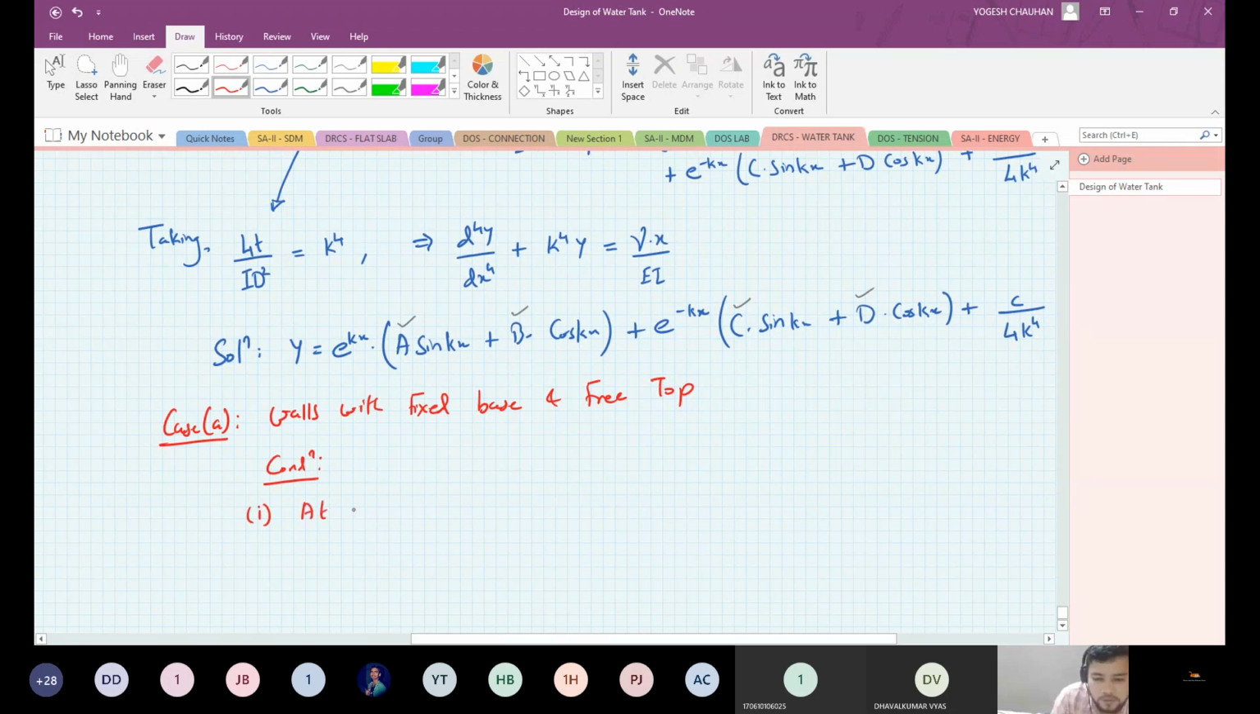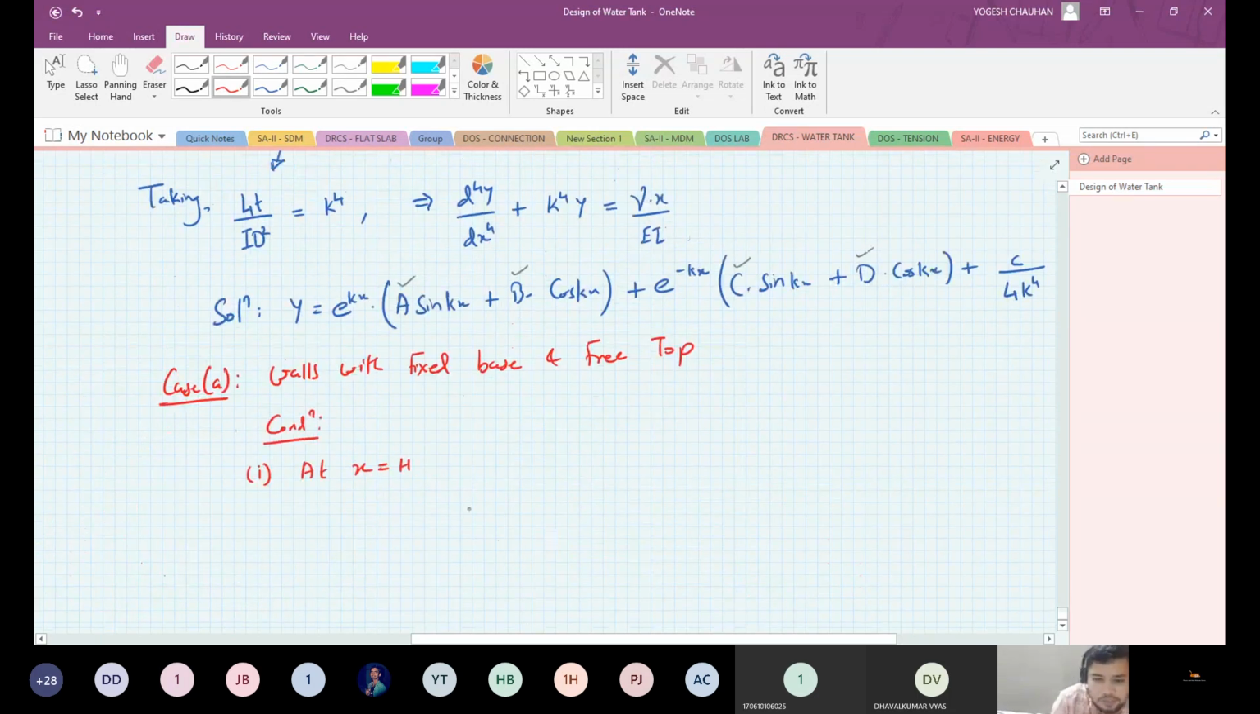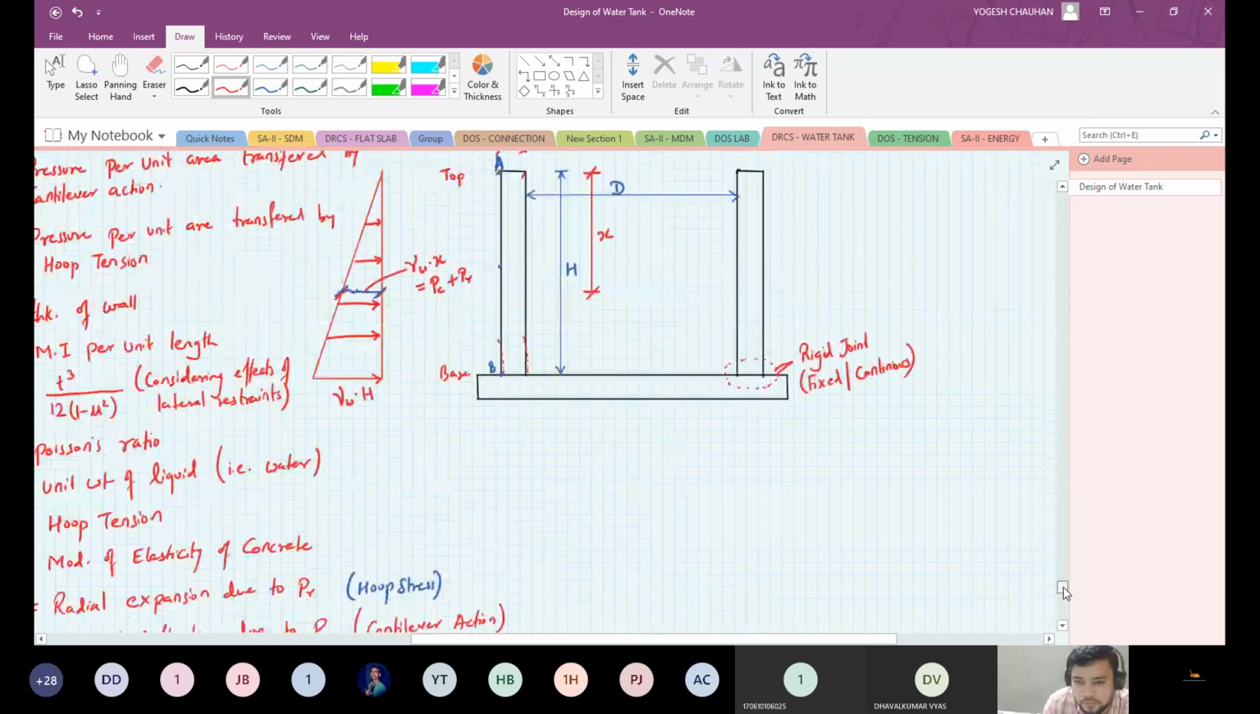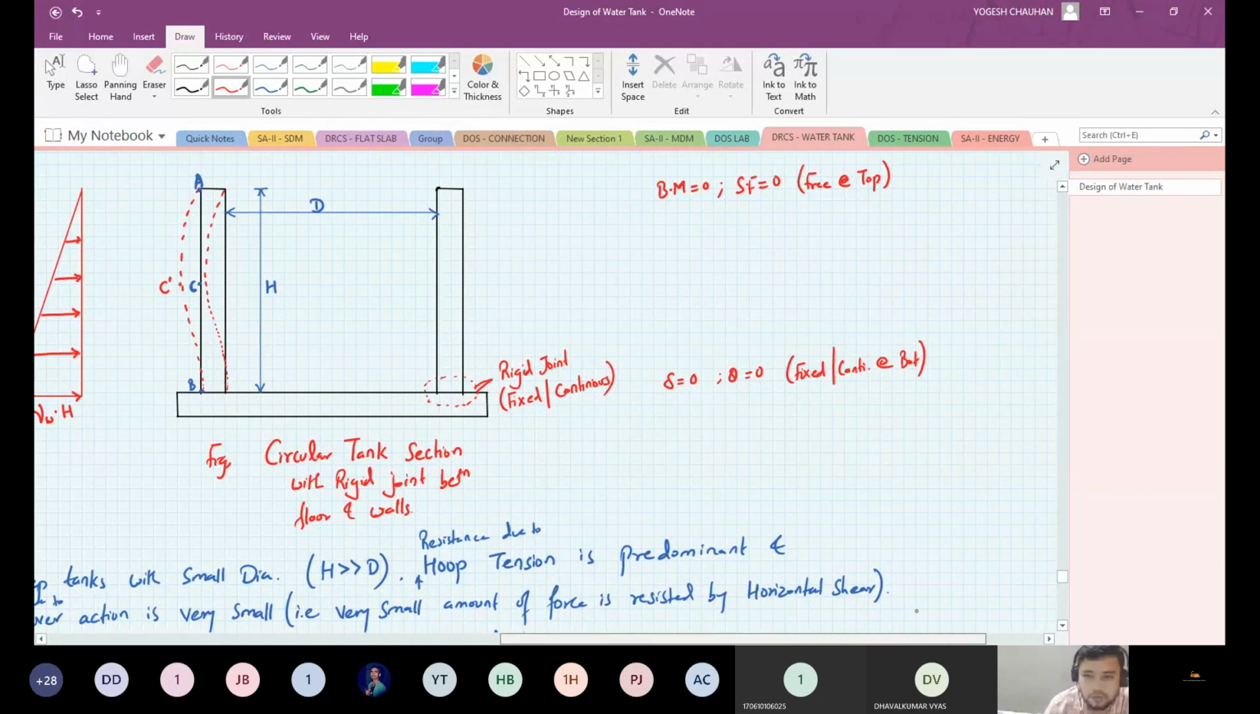at x equal to h. x equals h means, when x is equal to h, that means at the base. Okay, this is base and this is top. So at x equals h you are at the base. What is the condition at base? At base, your delta is 0. Okay, your deflection is 0 and slope is 0. At base, these two conditions.